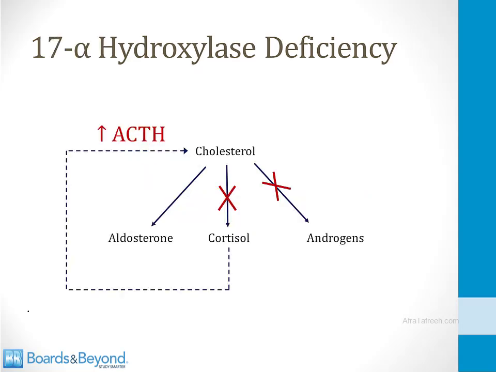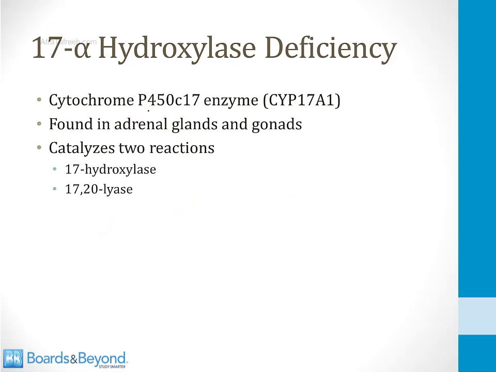Next, we'll talk about 17-alpha hydroxylase deficiency. In this disorder, cortisol production is deficient, just like in all the adrenal hyperplasias. Also, androgen production is deficient, but aldosterone production is intact. So these children are born with a deficiency of cortisol and androgens and an excess of aldosterone production. 17-alpha hydroxylase is part of a larger cytochrome P450 enzyme called P450C17, and this cytochrome enzyme is found in the adrenal glands and in the gonads.